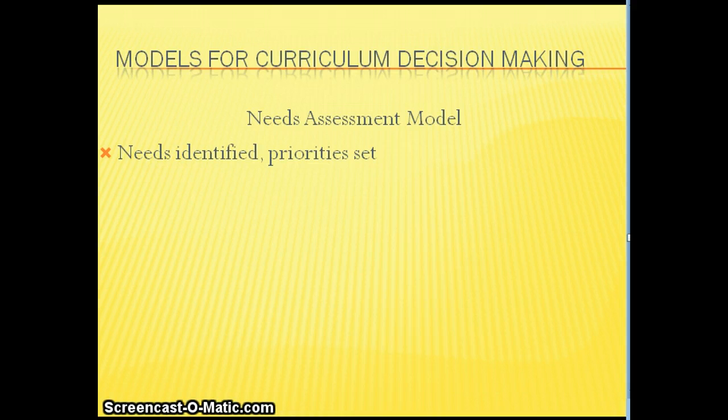If you're coming from a more social reconstructionist orientation, your outcomes might be something like equity or social justice. And so the needs that you identify are going to look much different than the needs that would be identified from a systemic or an academic curriculum framework. So the curriculum developers identify this set of outcomes that they want, and they write goal statements that address these outcomes.